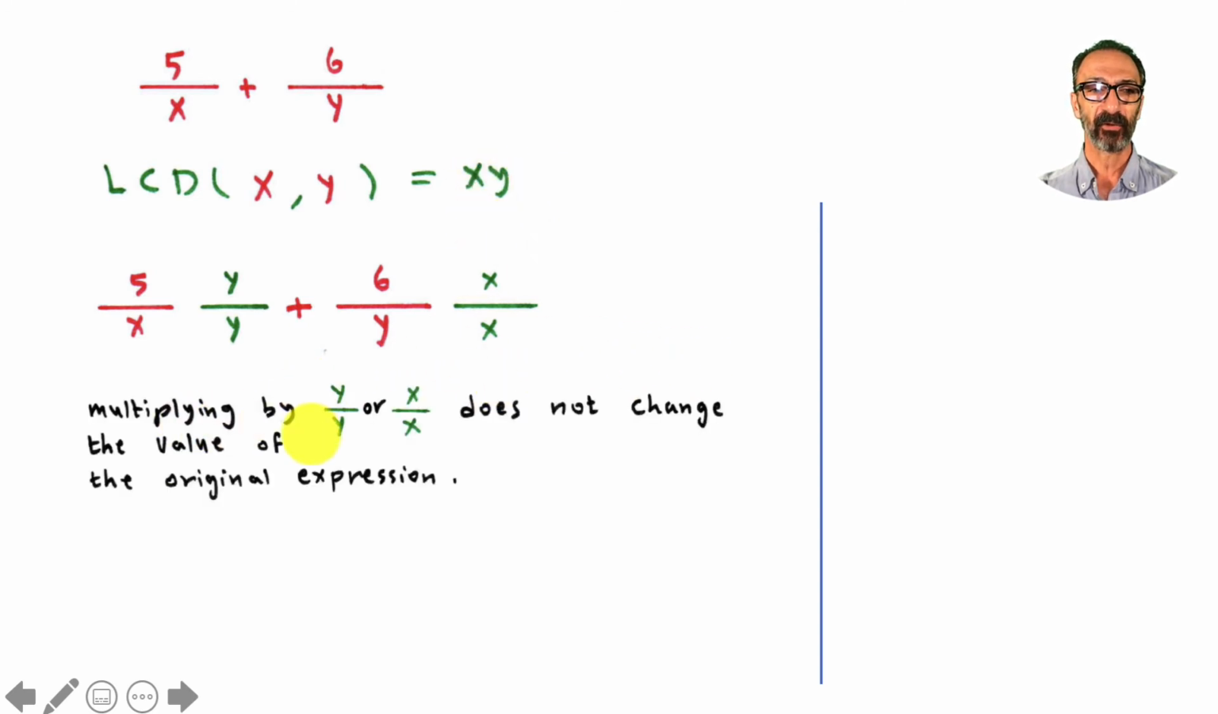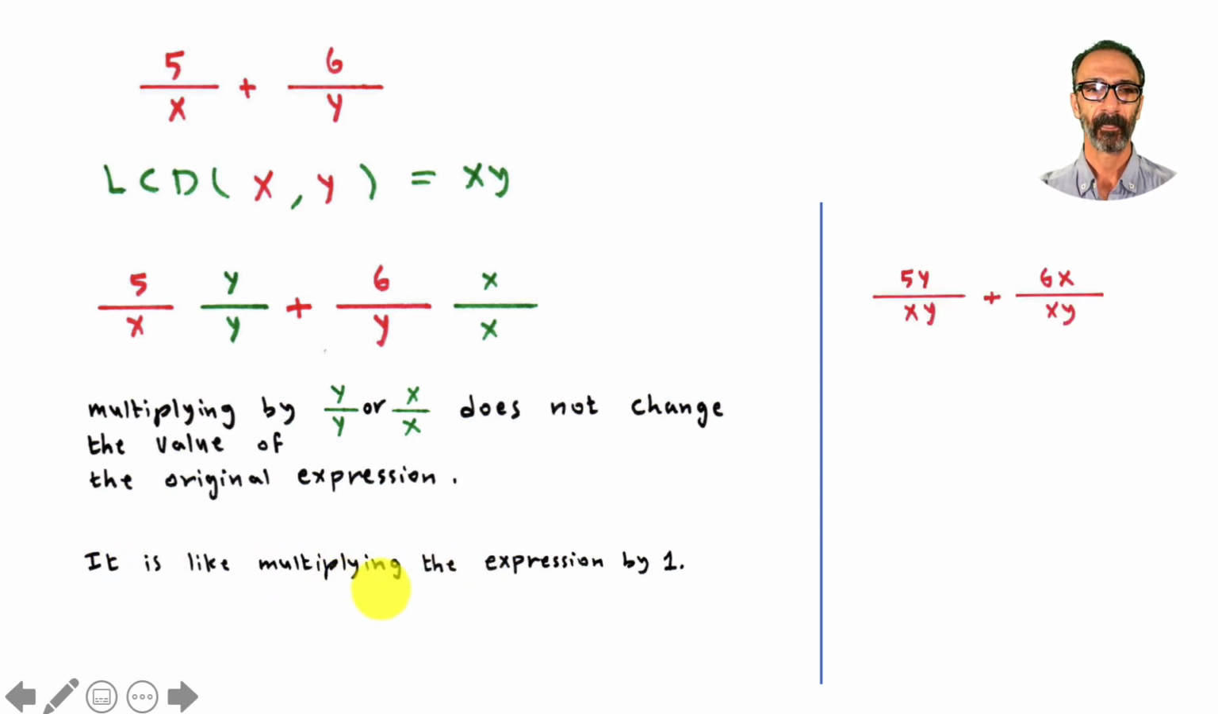Multiplying by y over y here, or x over x here, does not change the value of the original expression. It is just like multiplying by 1. So when you do that, that simplifies to the following: 5y over xy and 6x over xy. Instead of writing yx, I just wrote xy to have them look the same, and usually we write AB, we don't write BA. Same concept.